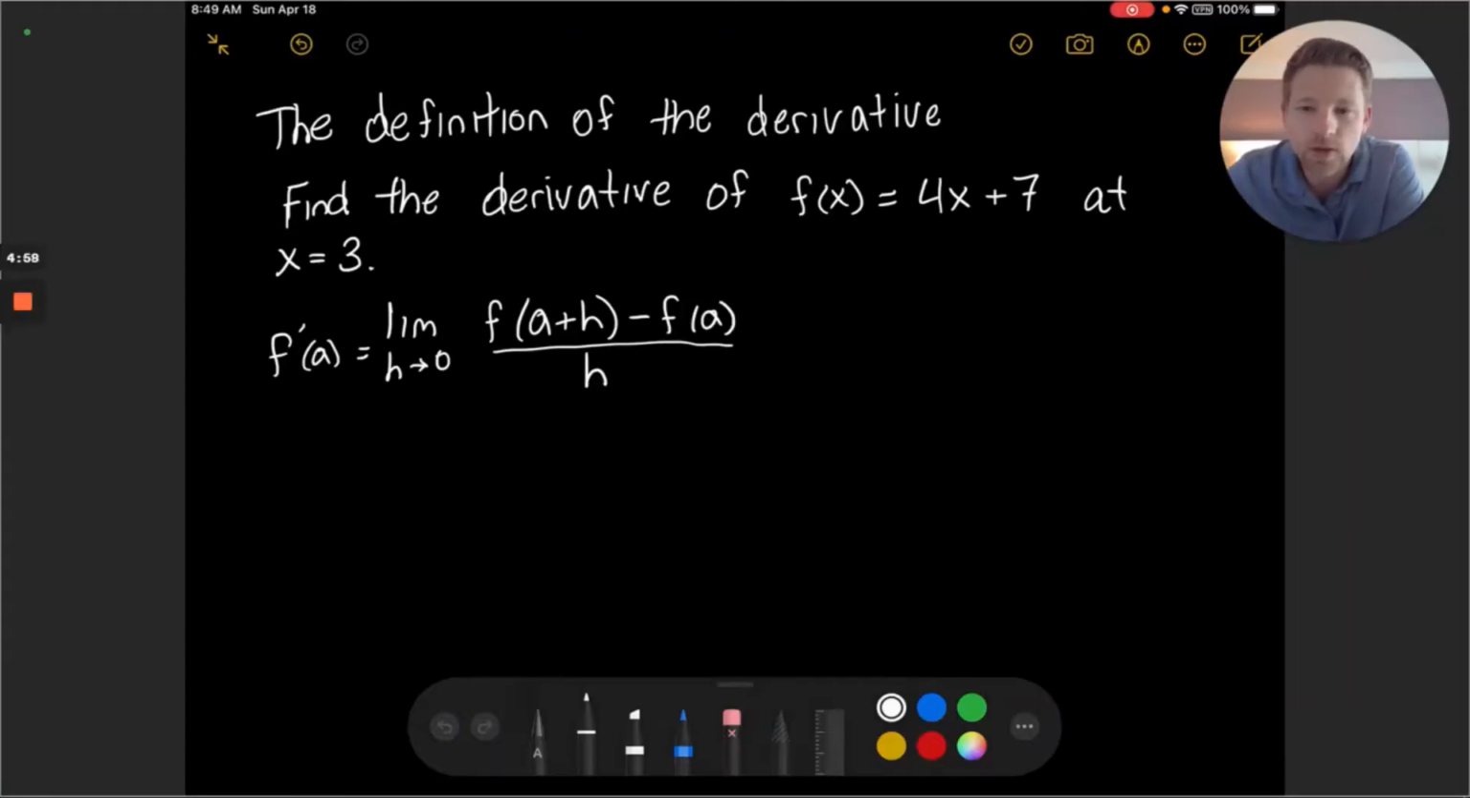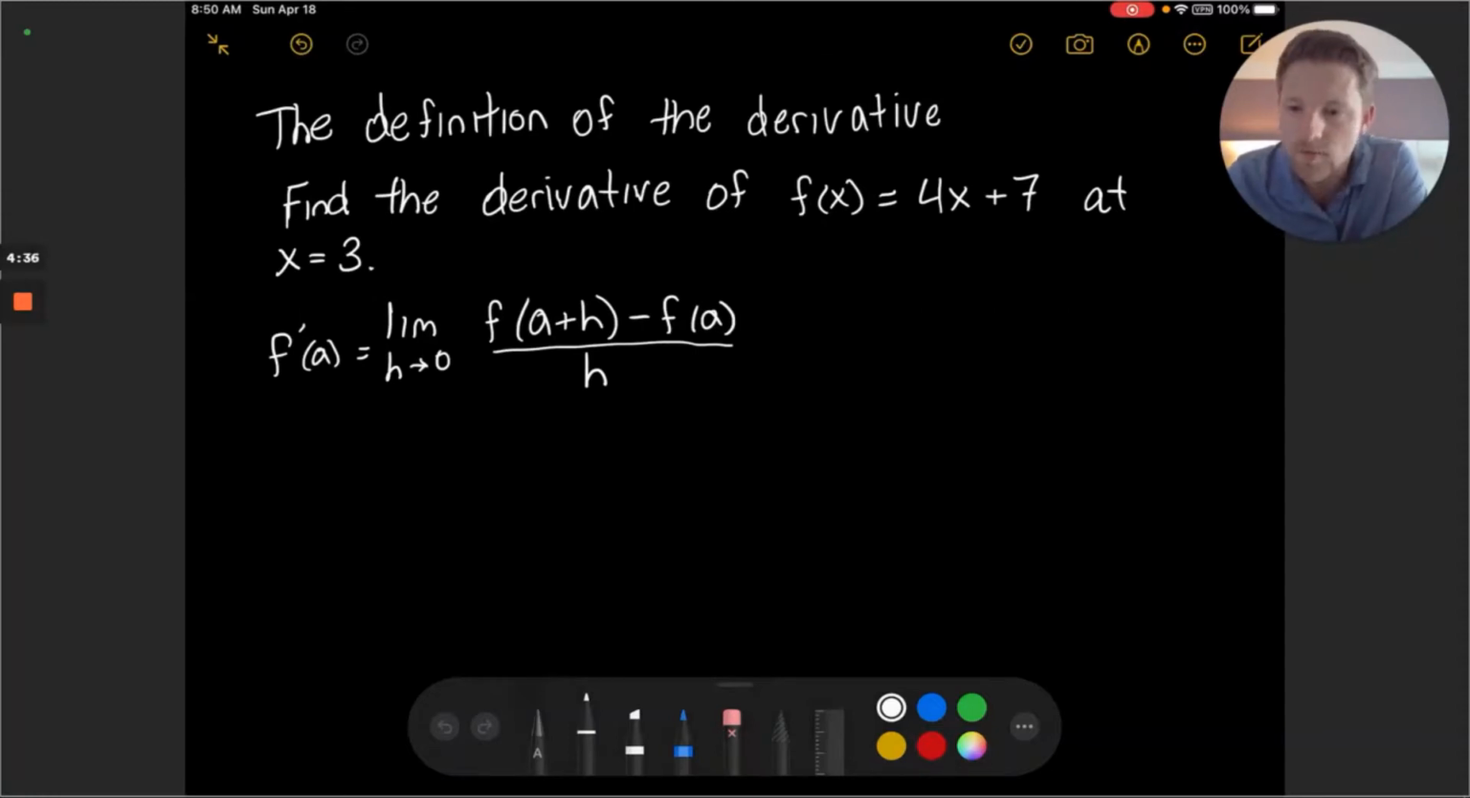Welcome. In this video, we will take a look at finding the derivative of a function at a given point using the definition. So we want to find the derivative of f of x equals 4x plus 7 at the point x equals 3. And again, we're going to use the limit definition at x equals a.